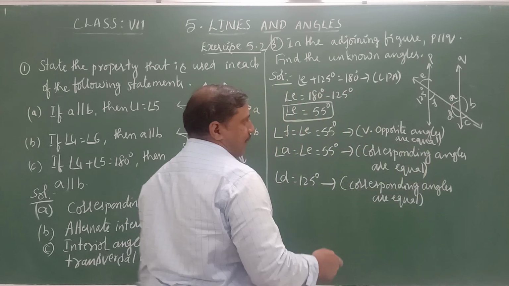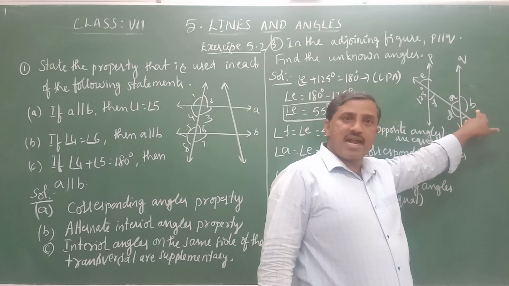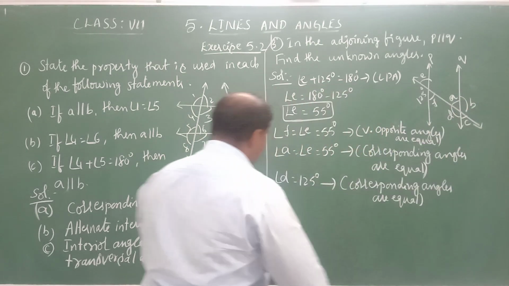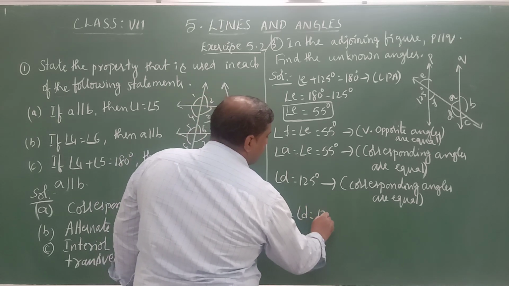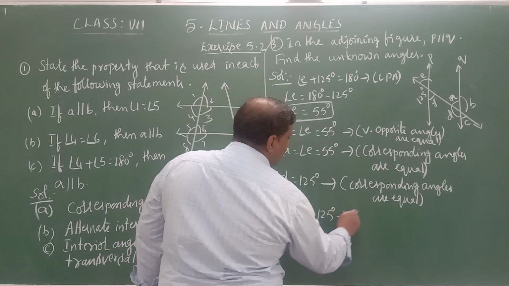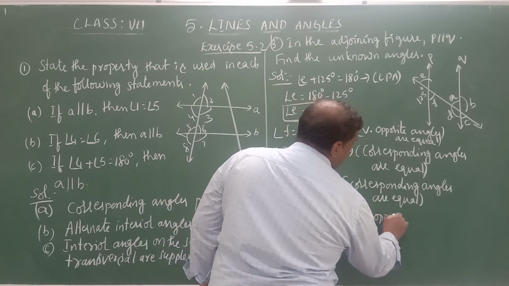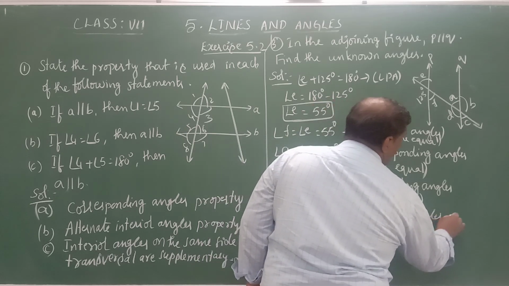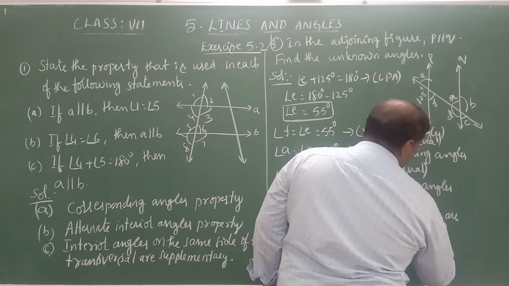Now what about B? D we know it is 125 degrees. Then B will be what? Again it is 125 degrees because both are vertically opposite angles. Now angle B is equal to angle D, which is equal to 125 degrees. That is, vertically opposite angles are equal.